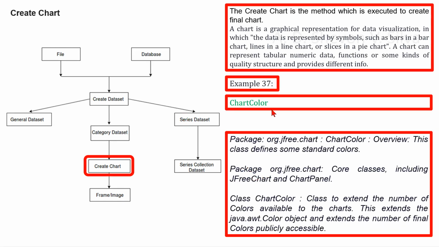Now we are considering ChartColor in package org.jfree.chart. The overview: this class defines some standard colors. The package org.jfree.chart contains core classes including JFreeChart and ChartPanel. Class ChartColor is a class to extend the number of colors available to the charts. This extends the java.awt.Color object and extends the number of final colors publicly accessible.